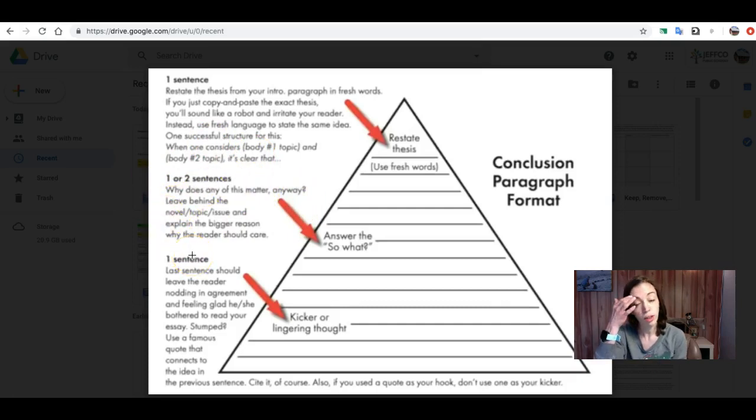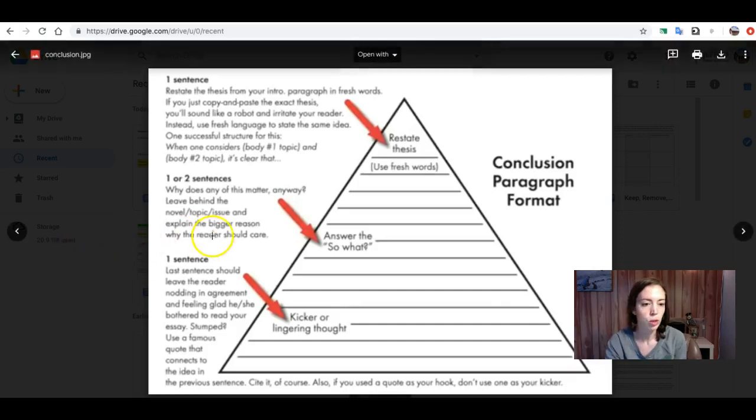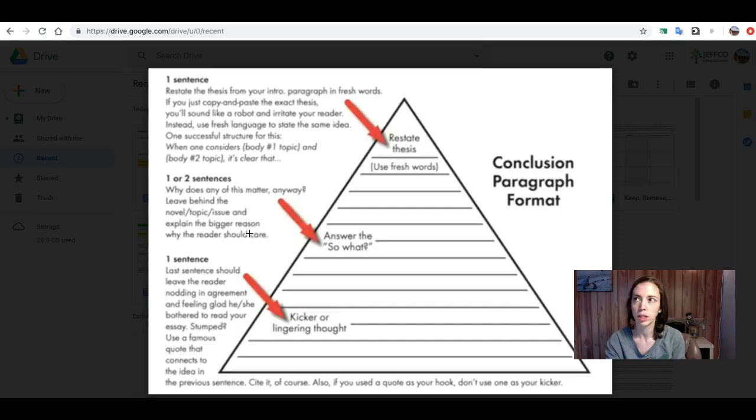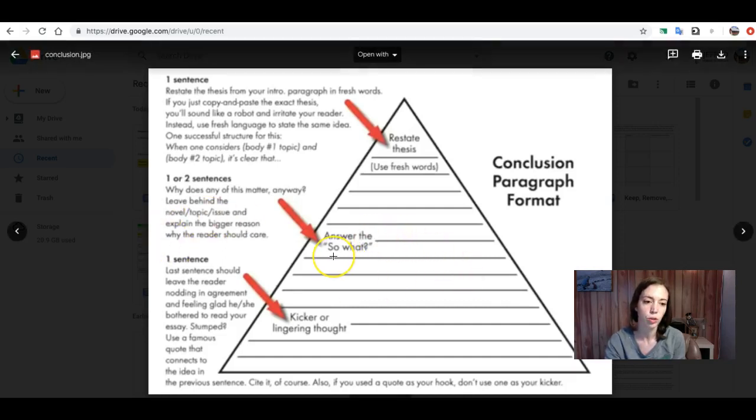I'm sure a lot of you guys have heard about conclusions and "so what." A conclusion is supposed to answer so what? Why do we care? Why do we read this whole essay? That kind of stuff. So you want to explain the bigger reason why we should care. In the case of Confederate monuments, why do we care? Why do we care if these things are still in existence? Why do we care if we're still talking about the Civil War and some of these remnants from the past that are left behind? What's the big deal anyway? That's what you want to be answering in your conclusion.